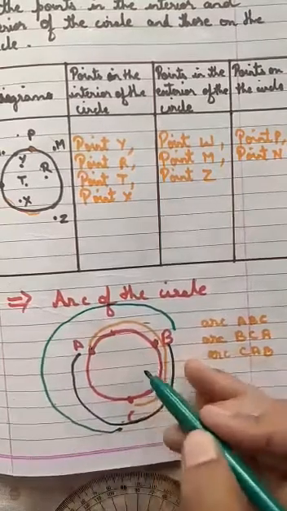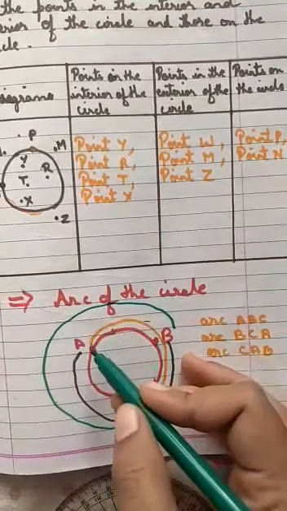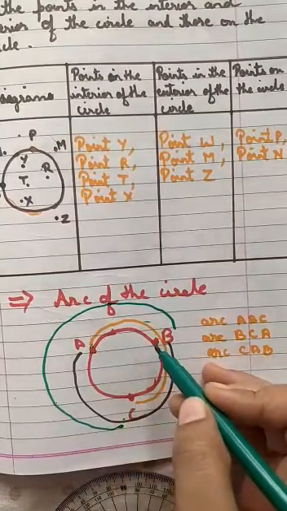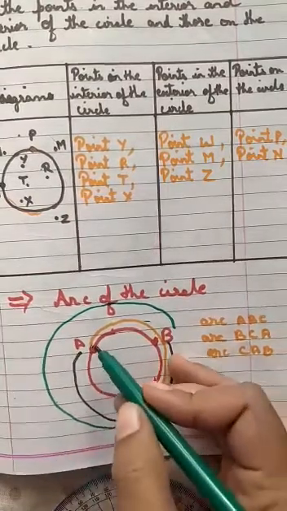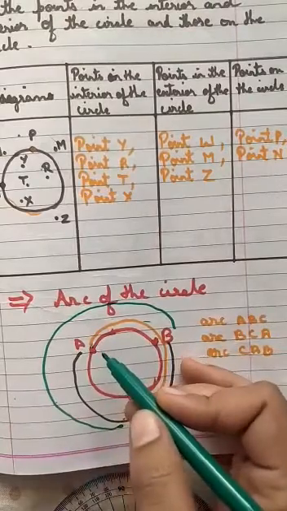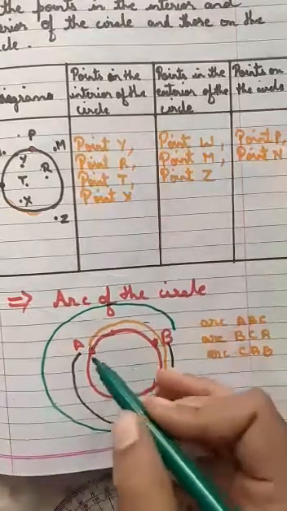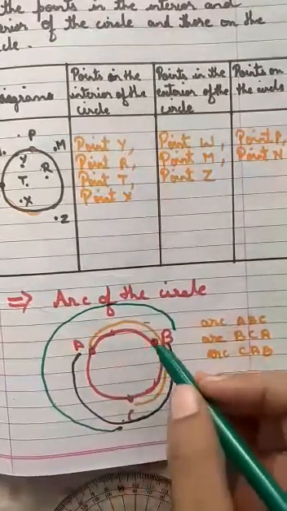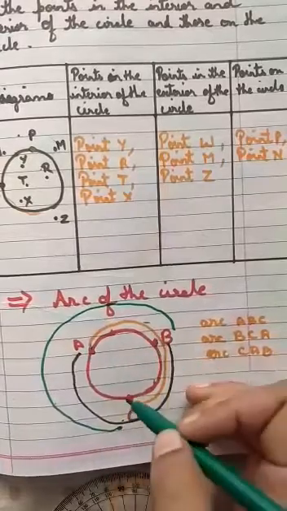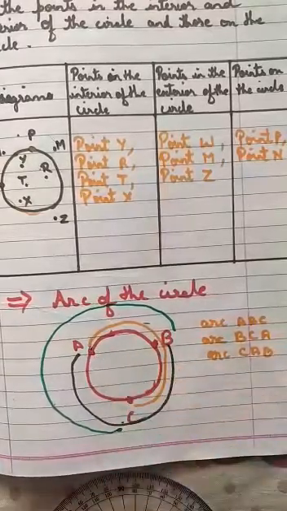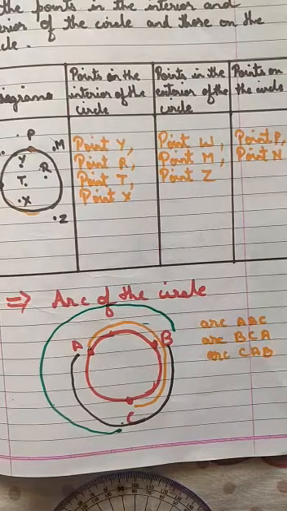So here arc is nothing but we are taking the points together, 3 points, starting from one point, passing through one point, another point and ending at third point. So here A, B, C, A again we are not going to say. Understood? A, B, C, A, no. Only A, B, C or B, C, A or C, A, B or C, B, A. Understood? So this is known as the arc of the circle.